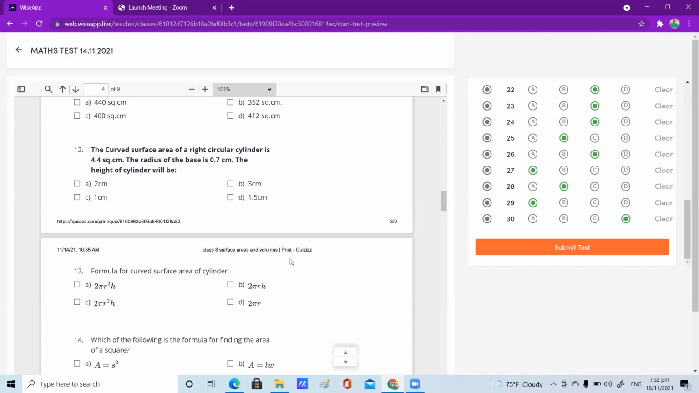Find the radius of the base 0.7. So the height of the cylinder you're supposed to find out. Nice question, children. We will do on screen this one. Curved surface area of cylinder is given 4.4 square centimeters and radius is given as 0.7. You need to find the height of the cylinder.